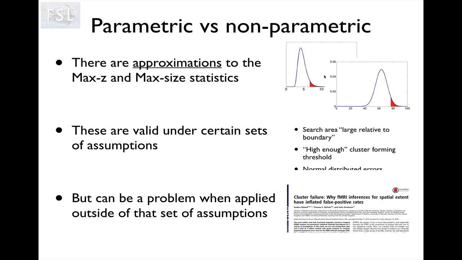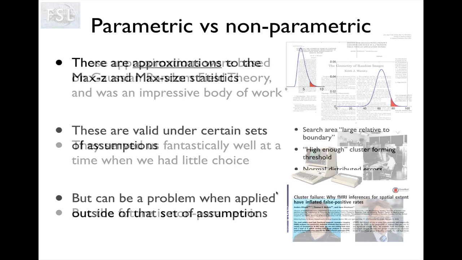But in order to get these approximations, some of the most complicated maths ever used in imaging had to be devised. And note, these approximations are still just valid under certain sets of assumptions, and importantly, we still need normally distributed errors. And also, if you then try and apply one of these approximations outside of that set of assumptions, you might end up not controlling for type 1 errors particularly well at all. So there are many potential problems with them.